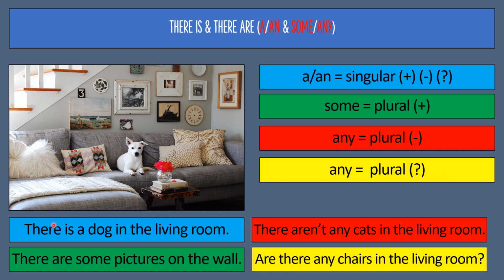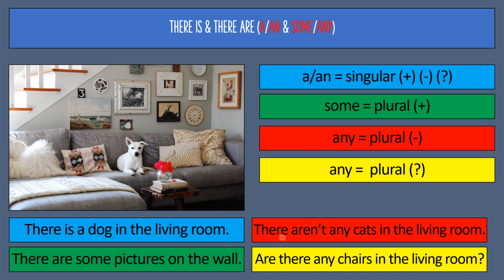For example, there is a dog in the living room. This is a singular positive sentence, so we use a dog. There are some pictures on the wall. This is a plural sentence. We use some, and this is positive.